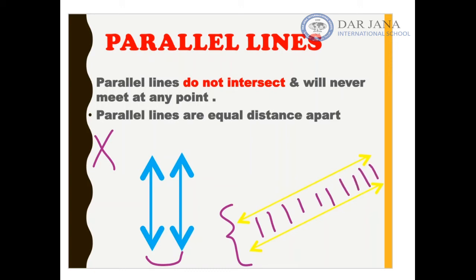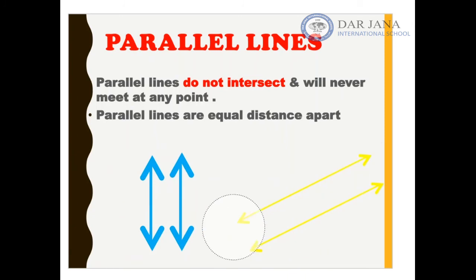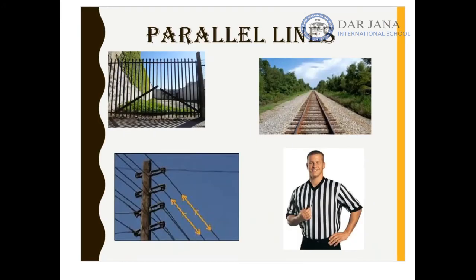So this means anytime I have lines that never ever meet each other, I can call these lines parallel lines. It means they don't intersect, they don't meet, they don't cross. So my lines are going to be parallel lines. I'm going to show you some examples from real life about parallel lines.